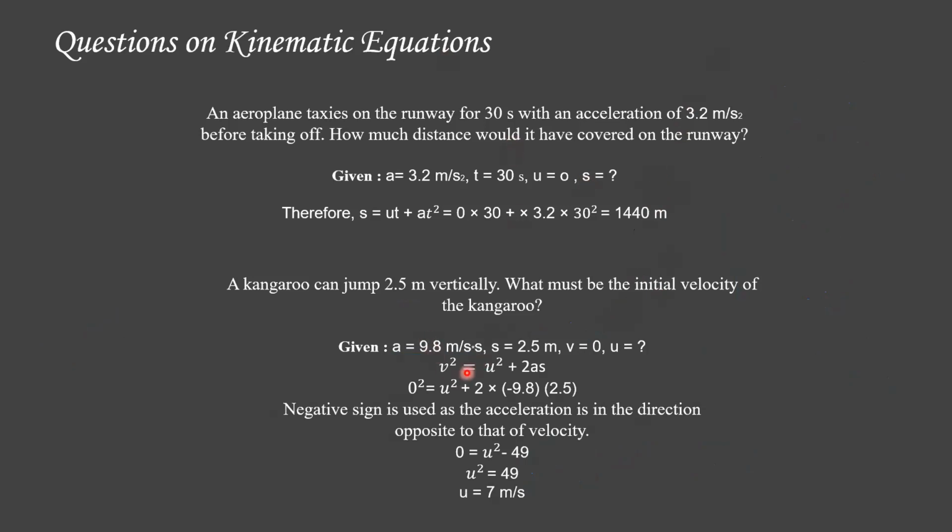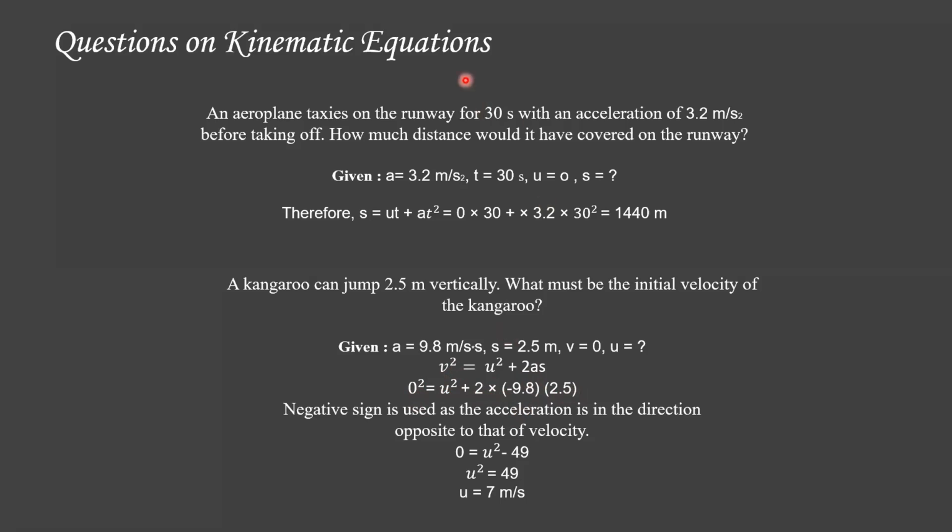So this is how we solve it. What I did was I used the third kinematical equation, v square is equal to u square plus 2as, because we don't have to find out the time, and we don't have the time right now in this problem. So I used the third equation. In this step, I just substituted our values. So v square, that is 0, is equal to u square plus 2 into minus 9.8 and 2.5.